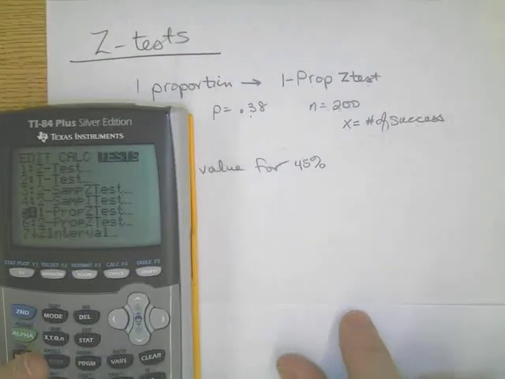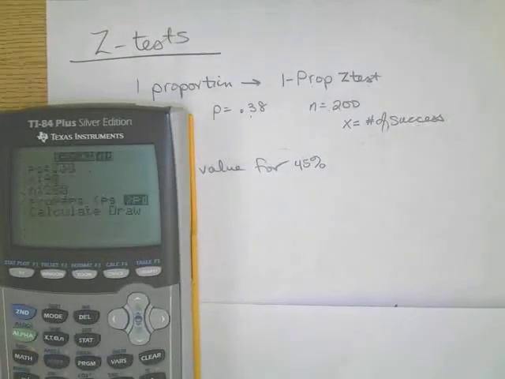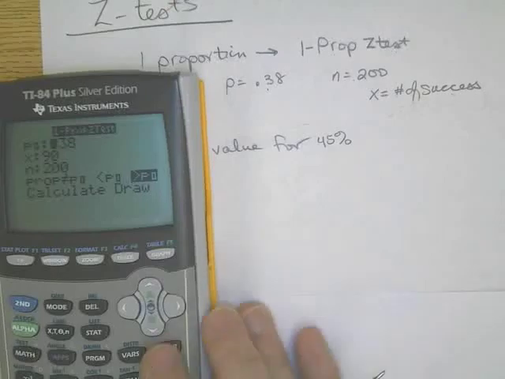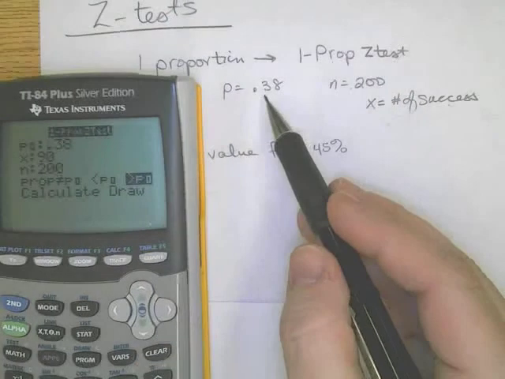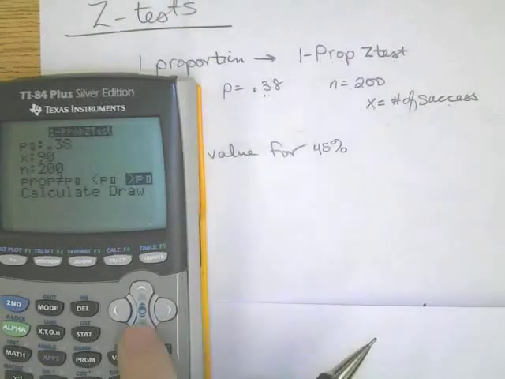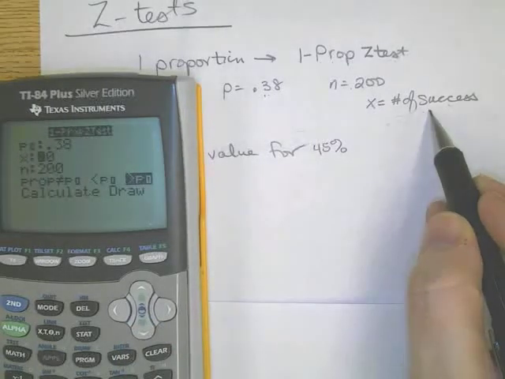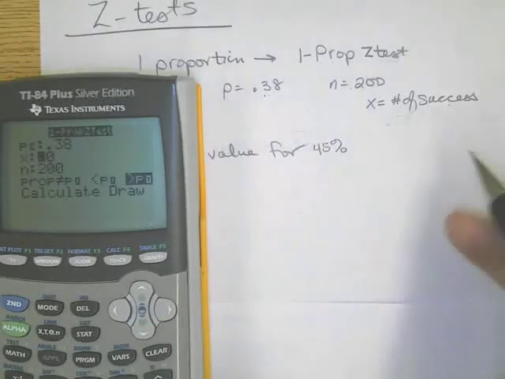So if I hit number 5, can you see the calculator? Okay, so the first thing it asks us is that it asks for our probability, which is .38. The second thing is x. You need to know that x is the number of successes. Now, it's not the expected number of successes, it's actually the number of successes that you observed.